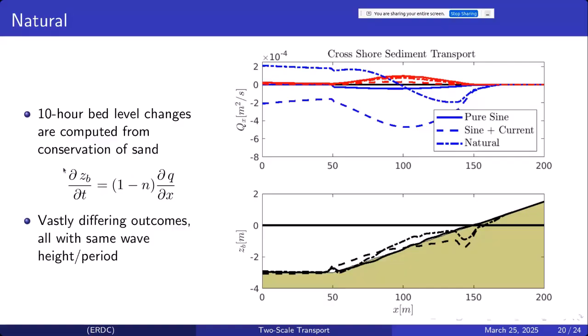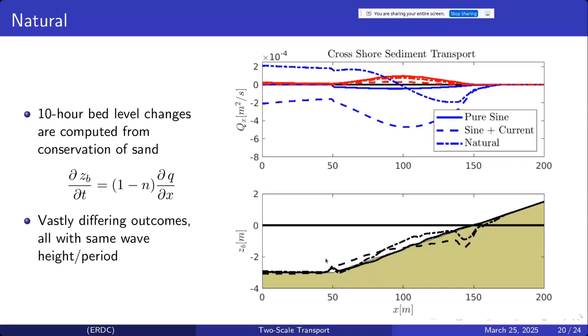We can compute the 10-hour bed level changes by the conservation of sand statement, and we get three different curves. Now, keep in mind, it's an invented problem, right? But what you have, I think, is interesting to think about. I've taken the same statistics everywhere. This model has the same wave height here, and it has the same current here for all three of these runs. The only thing I've changed is one, purely sinusoidal waves, two, sinusoidal waves plus undertow, and three, natural waves plus undertow. And look at how dramatically different they are.